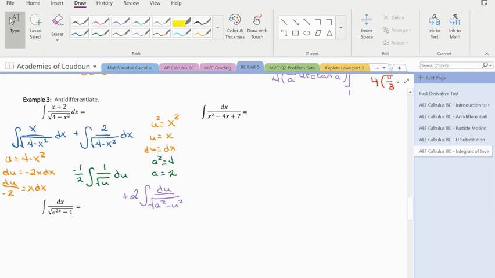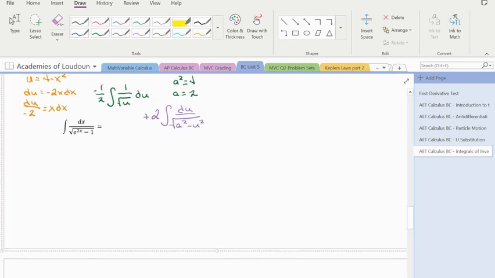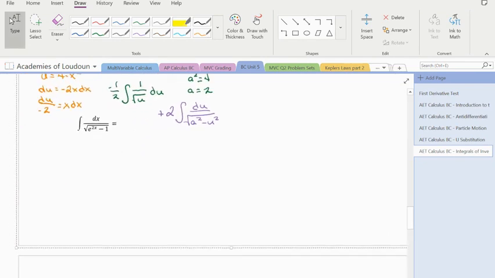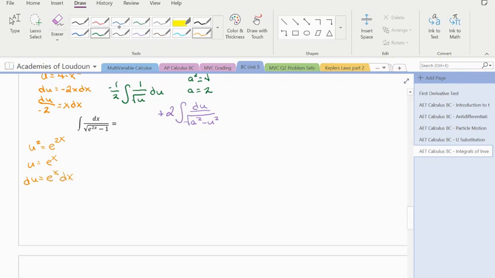Okay, so we're going to go ahead and skip the next one, and we will do that one in class. So the last one we're going to do is the integral of e to the x over the square root of e to the 2x minus 1. So in this one, we recognize that it looks a lot like arcsecant. So let's go ahead and see what we can come up with. So we have u squared would be e to the 2x. So u is going to be e to the x, and du is e to the x dx. A squared is 1, and a is equal to 1.